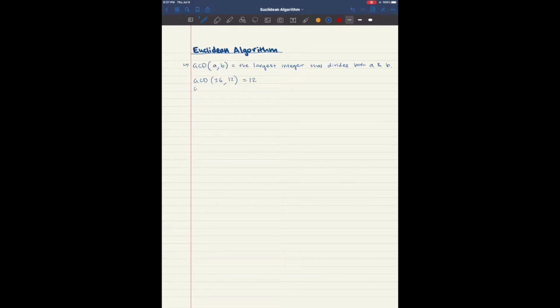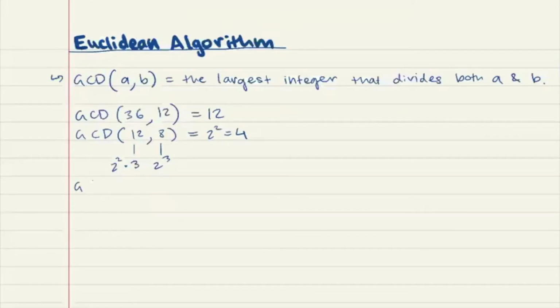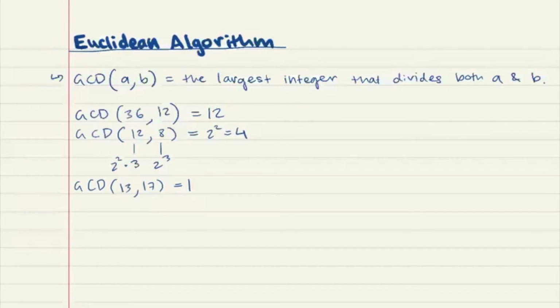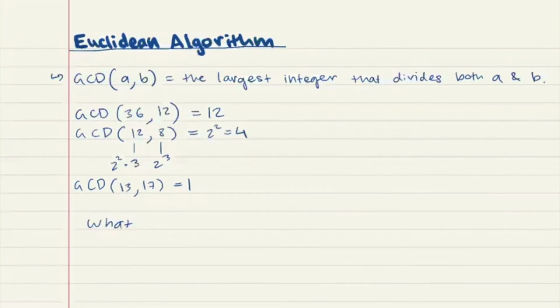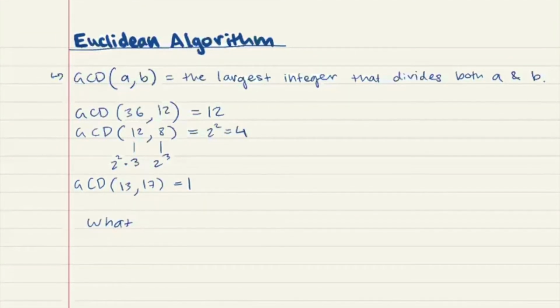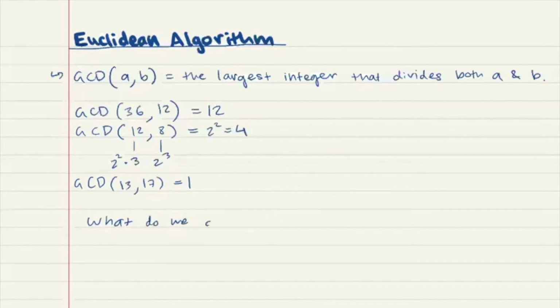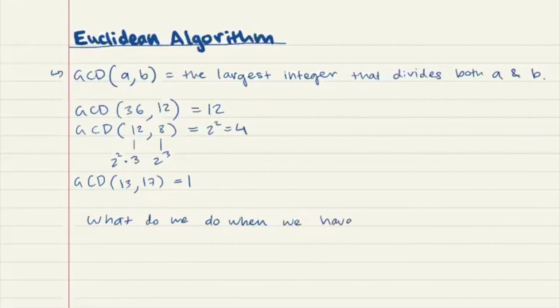In the next example, 12 can be broken up as 2 squared times 3, and 8 can be broken up as 2 cubed. Both of these numbers share the factor 2 squared, and that is the largest factor that is shared between them. Therefore, the GCD of 12 and 8 is 4. When we have two prime numbers, like in the case below, we see that their GCD will always be 1. Since these two primes are different, the only factor they can share is 1, and that is also therefore the largest factor they share.